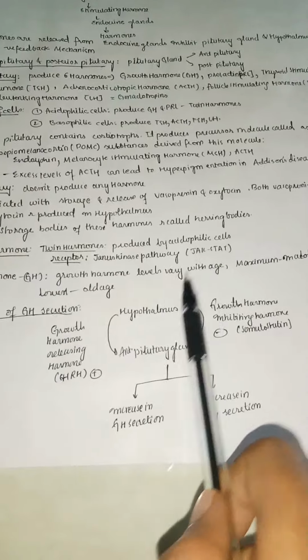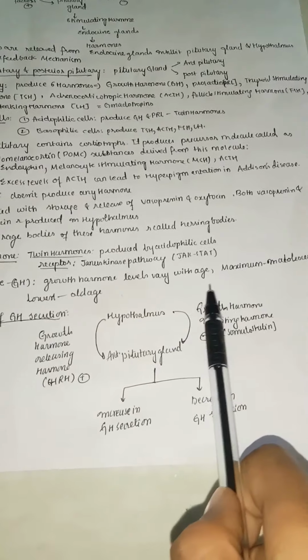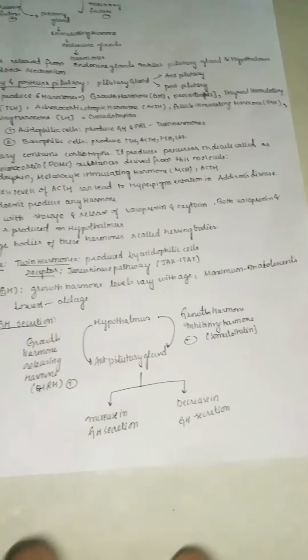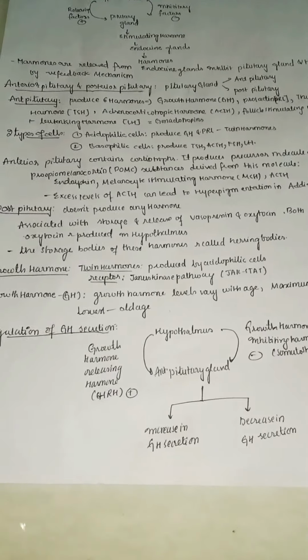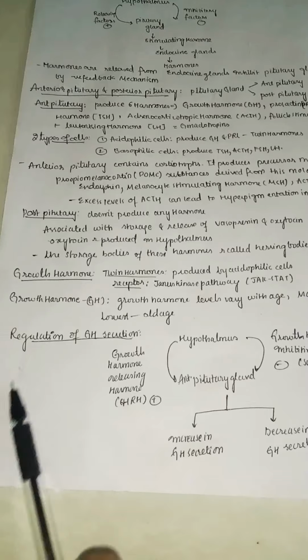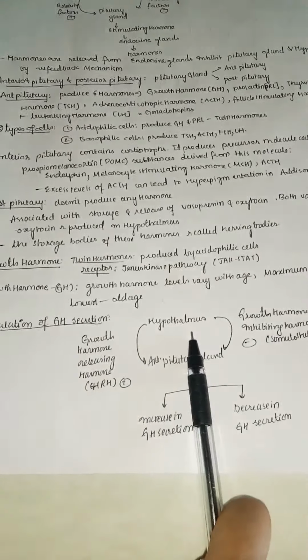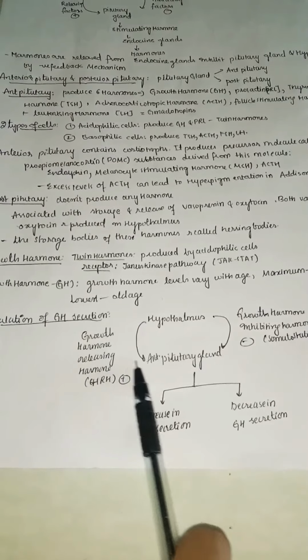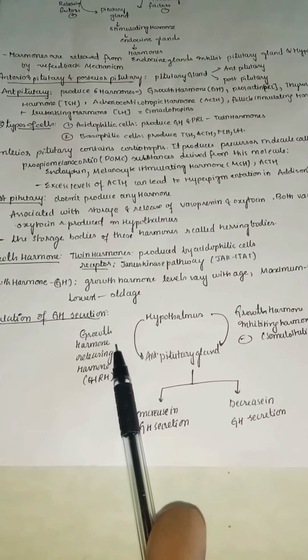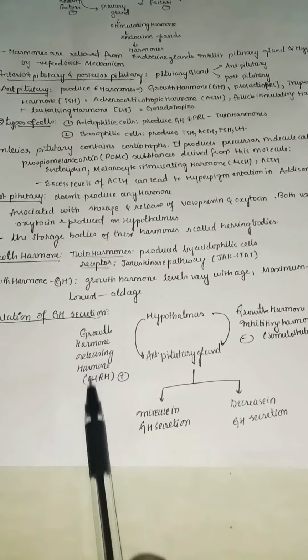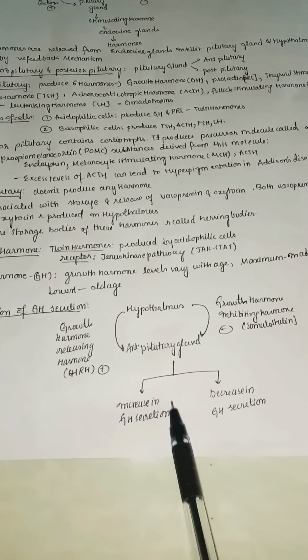Growth hormone levels vary with age. Maximum growth hormone is seen in adolescence, and the lowest growth hormone is seen, of course, in old age. Regulation of growth hormone secretion is also by our head, the hypothalamus. The hypothalamus may give a positive signal, that is growth hormone releasing hormone. In the name itself, you can understand this will increase growth hormone secretion.